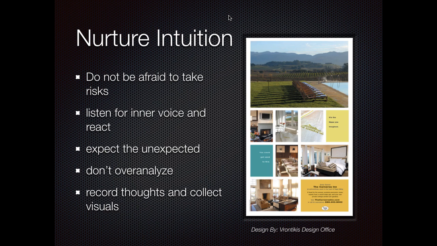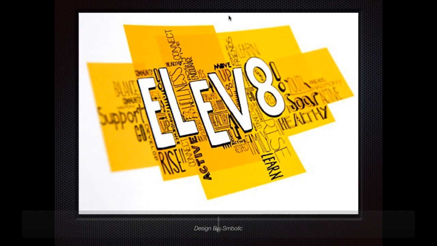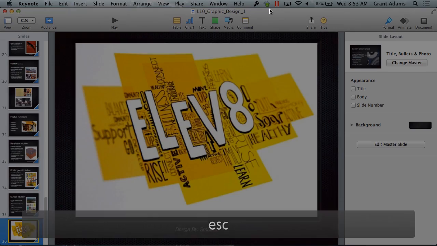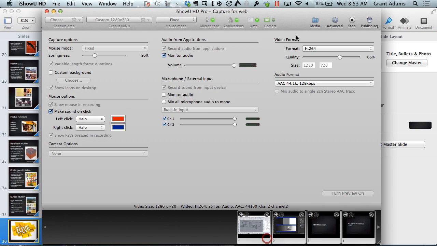You, in this field, are inherently creative. I know all of you are creative. You wouldn't be here if you weren't. So let that flow out of you. That's really important, right? Record your thoughts, collect visuals. That will help you as well, all right? So elevate yourselves, okay? So that's kind of the graphic design one, kind of talking about general design concepts, which I think is critical at this stage of the game. Let me stop this.